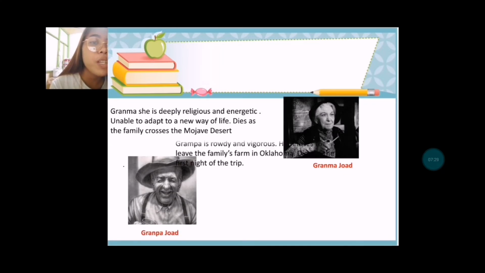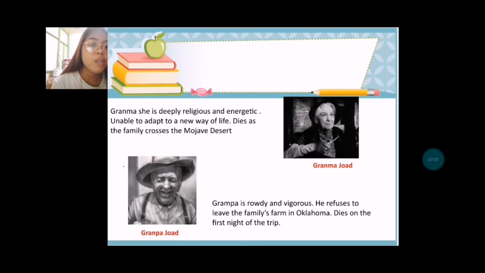Then, Grandpa Joad. Grandpa Joad is rowdy and vigorous. He refuses to leave the family's farm in Oklahoma. He dies on the first night of the trip.